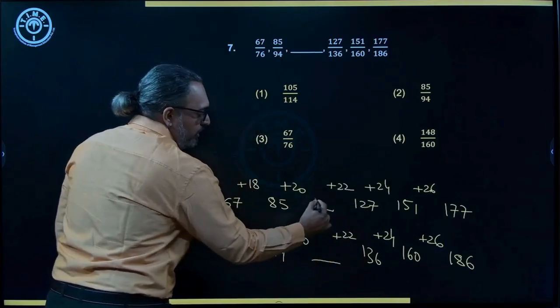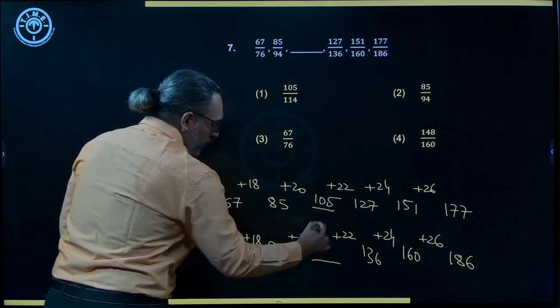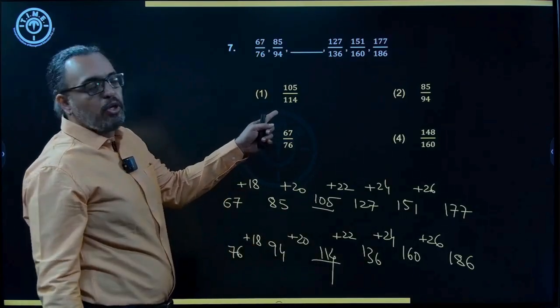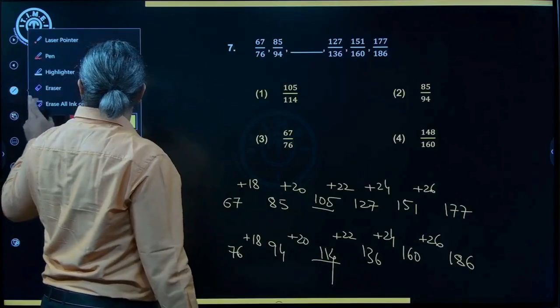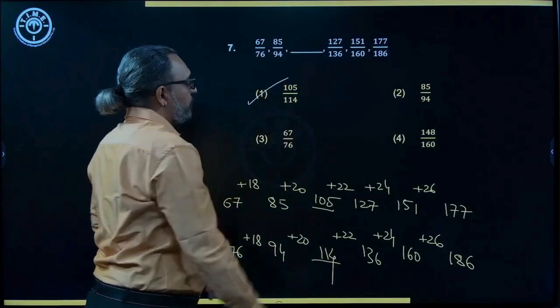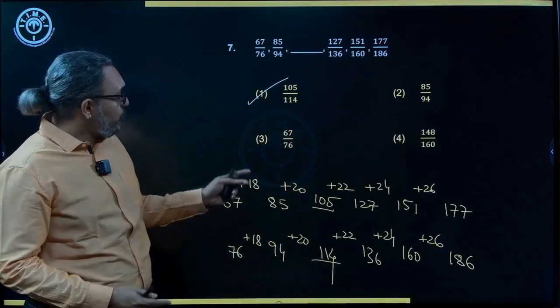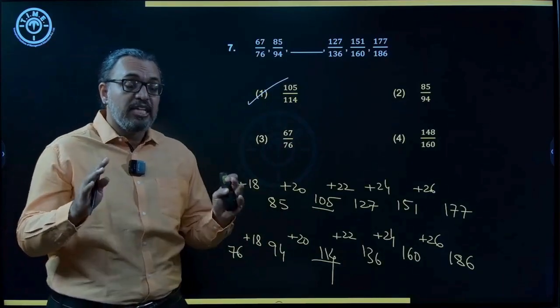So 85 plus 20 gives you 105. And 94 plus 20 gives you 114. And you have your option 105 upon 114. And that's available in the first option. But you don't need to work on it completely. You just focus on the options. That is why always keep an eye on the options.